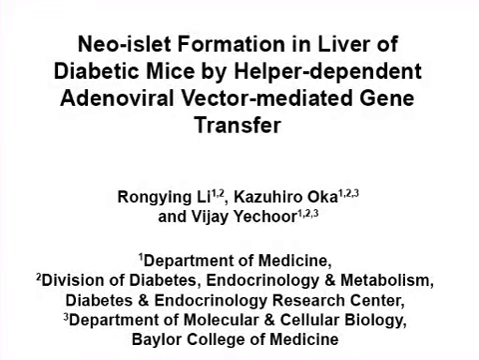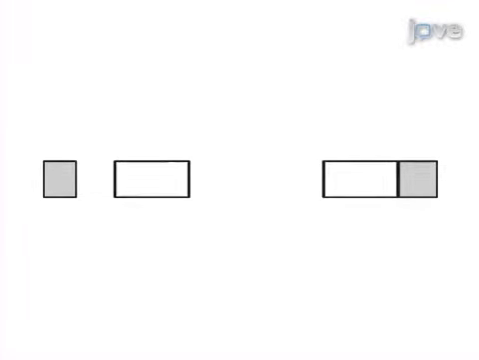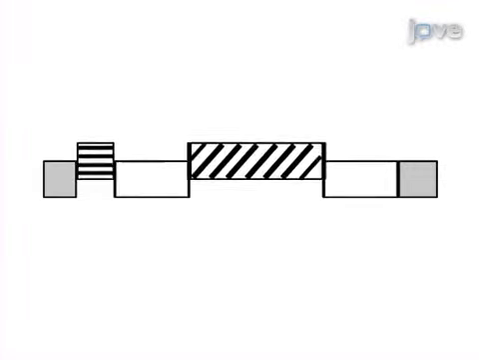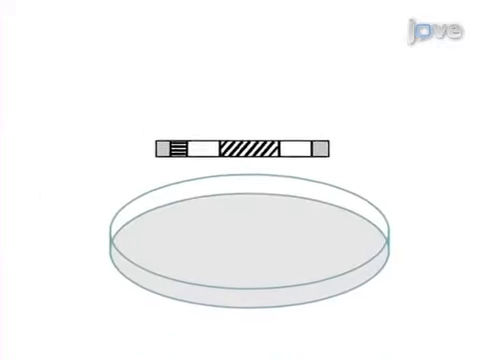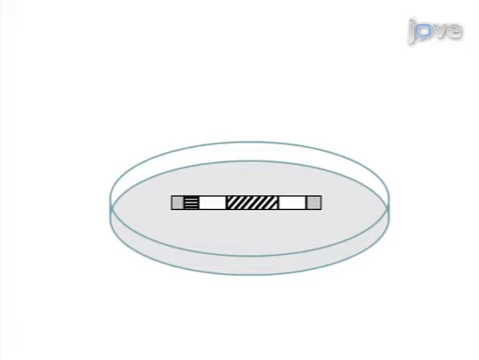The overall goal of the following experiment is to induce neo-islets in the liver of diabetic mice by helper-dependent adenoviral vector-mediated gene transfer. This is achieved by generating helper-dependent adenoviral vectors carrying the islet transcription factor neurogenin 3 and the islet growth factor betacellulin.